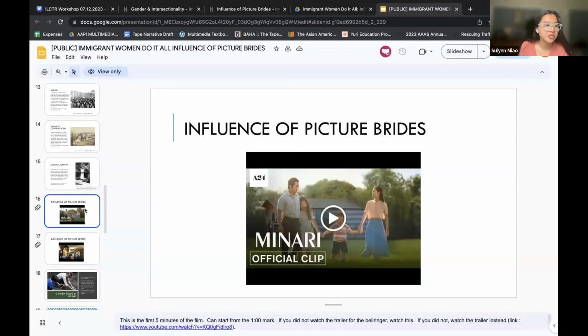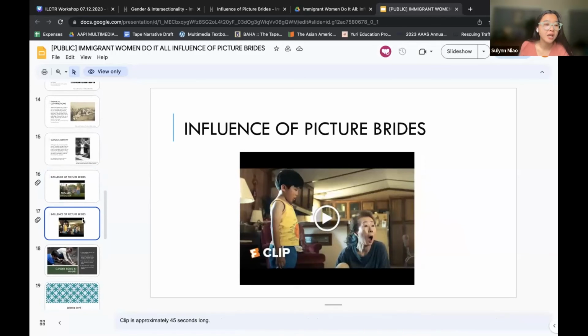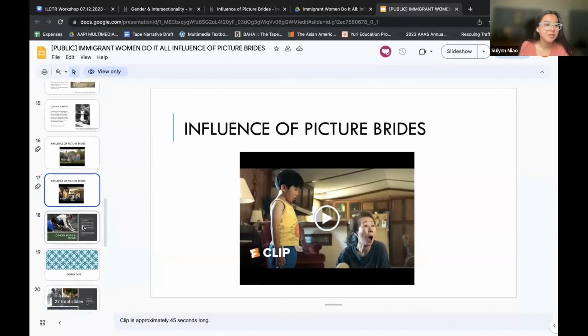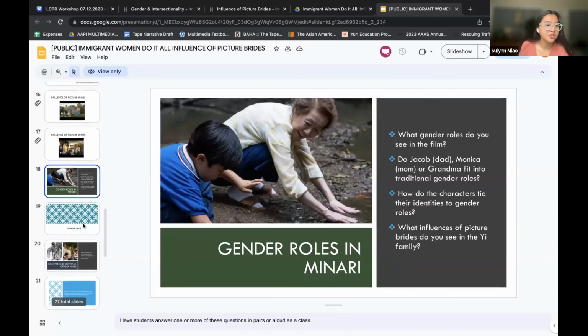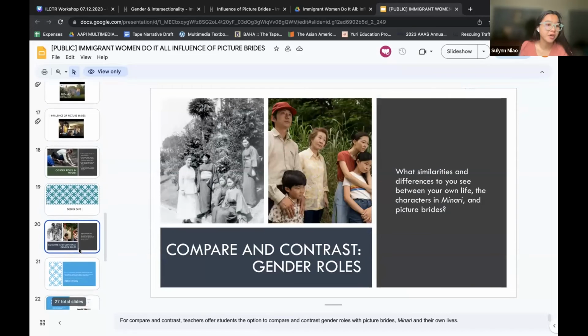Students will then make connections between the history of picture brides and present day experiences and identities of characters in the film Minari at the intersection of gender and race. They'll go even further by introspecting on their own lives and the gender roles that show up in their families.